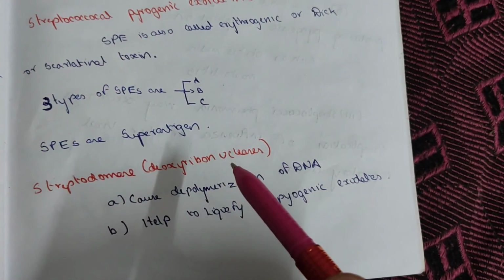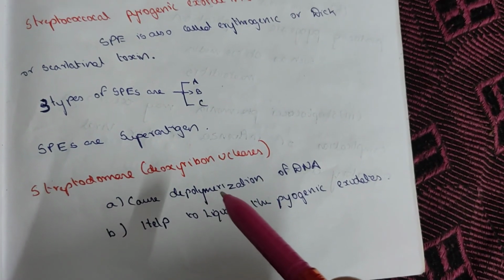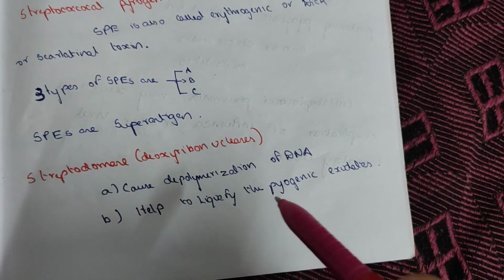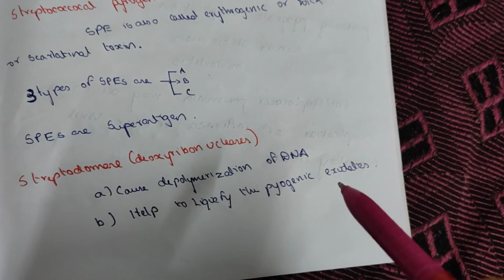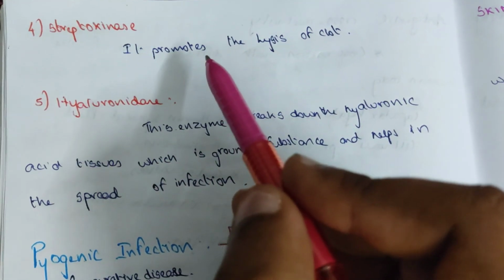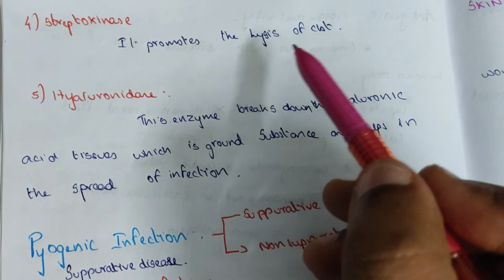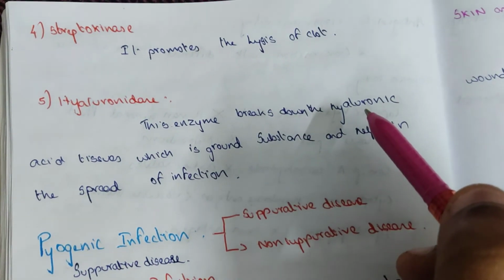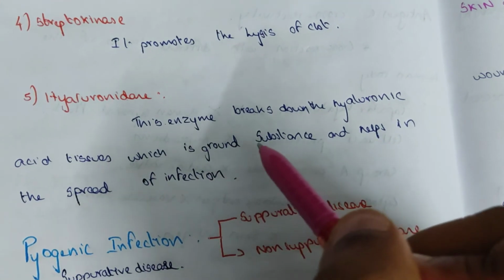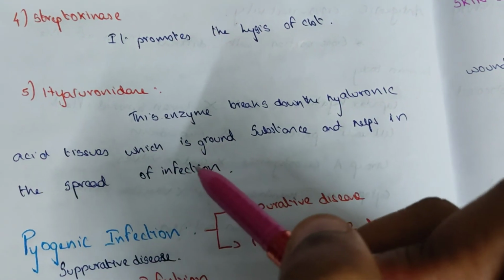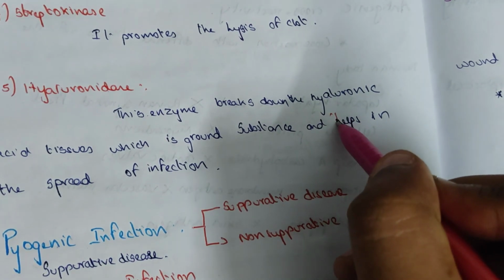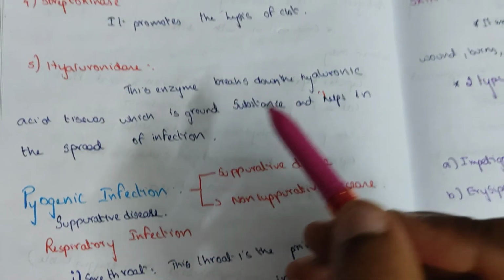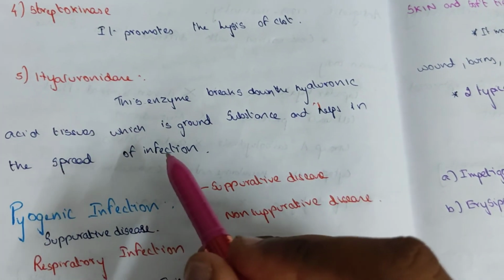Streptodornase or deoxyribonuclease causes depolymerization of DNA and helps to liquefy pyogenic exudates. Streptokinase promotes lysis of the clot. Hyaluronidase breaks down hyaluronic acid in the ground substance of tissue, which helps in the spread of the infection.